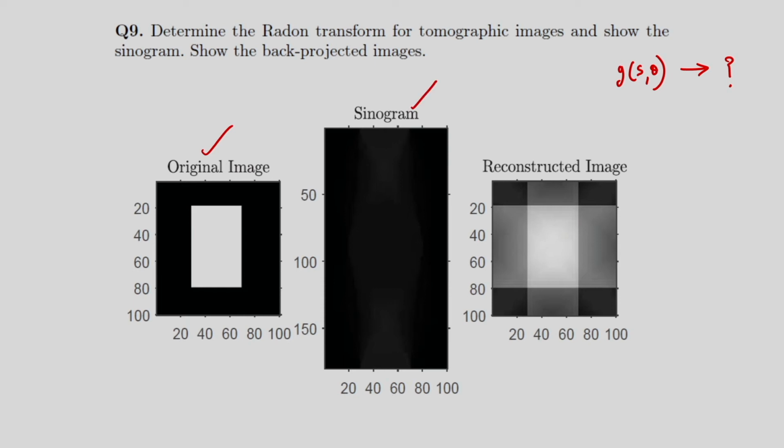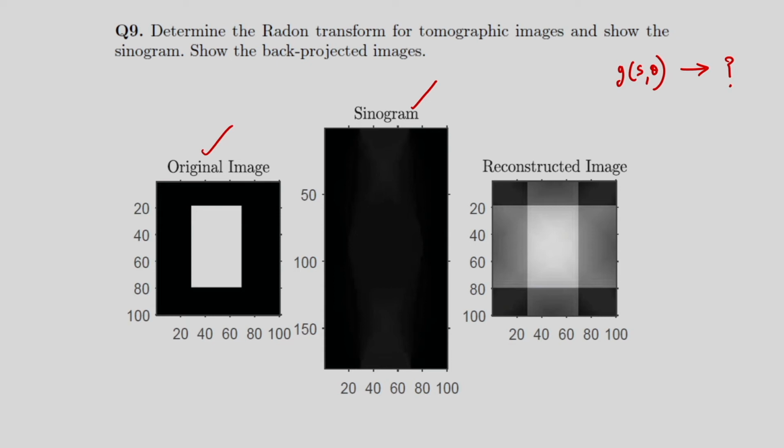So how to determine the radon transform? We have to compute g(s, theta). There are two parameters, one is s, another one is theta. After determining g(s, theta), we can display it as an image, and that is called the sinogram. After this, I am considering the reconstruction of the image, and in this case I am considering the back projection technique. For different angles theta, I am doing the back projections. So I will be getting the back projected images, and from a number of back projected images, I can reconstruct the original image.